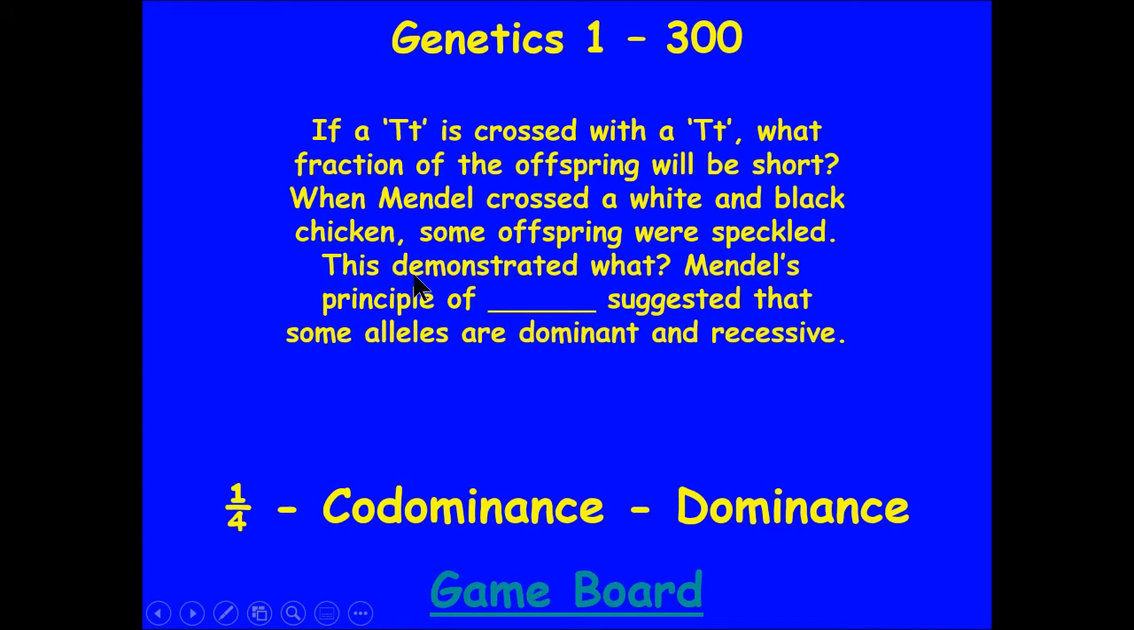All right, so if you go big T, little t times big T, little t, you're going to get 1/4 that are big T. That would be tall. 1/2 or 2/4 that are going to be big T or tall. And of course, 1 minus 3/4 is 1/4 that would be short. Co means together. So if you have black and white speckles together, that means codominance. And the principle of dominance suggests that some alleles are dominant and others are recessive.